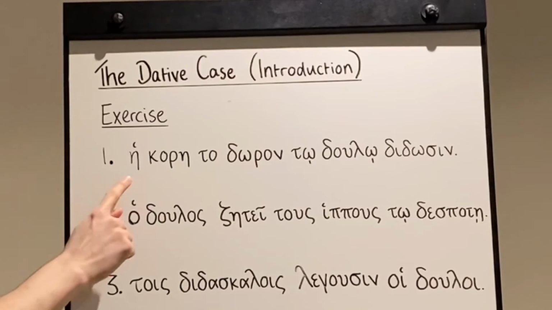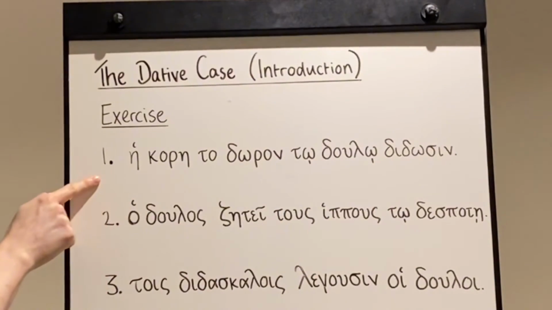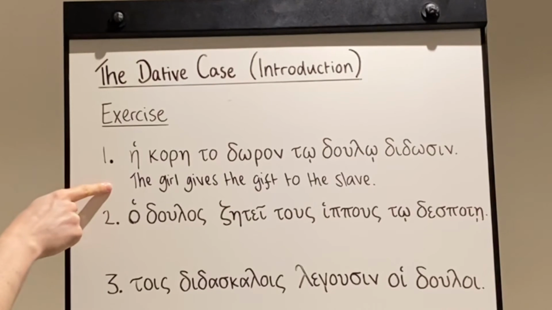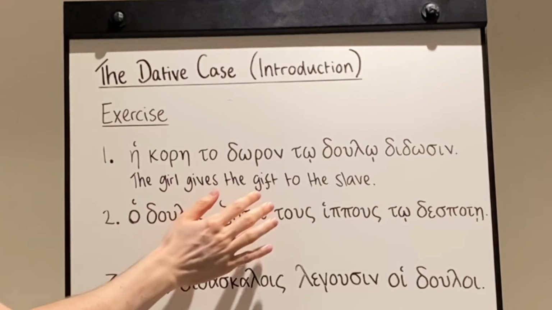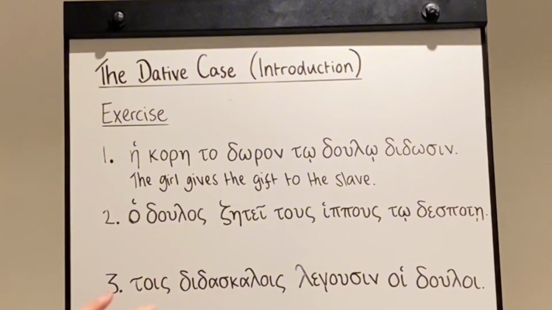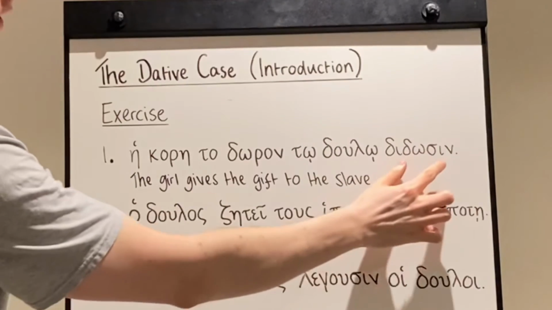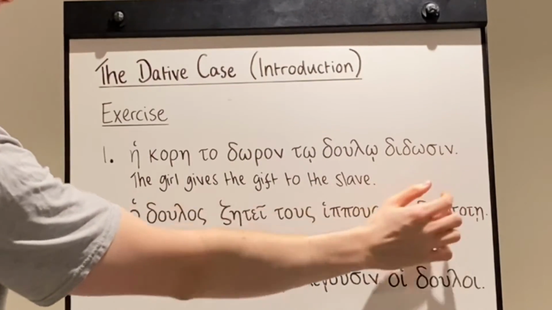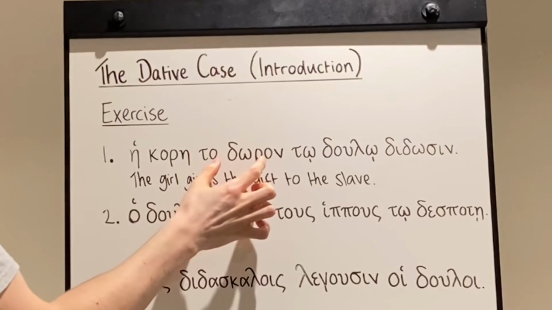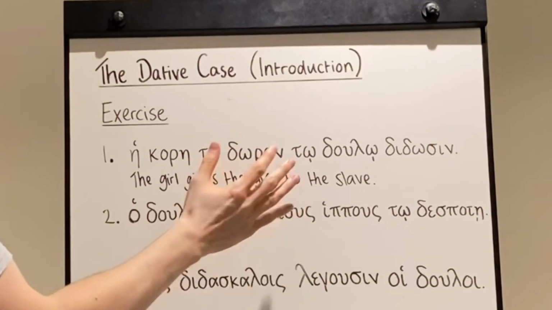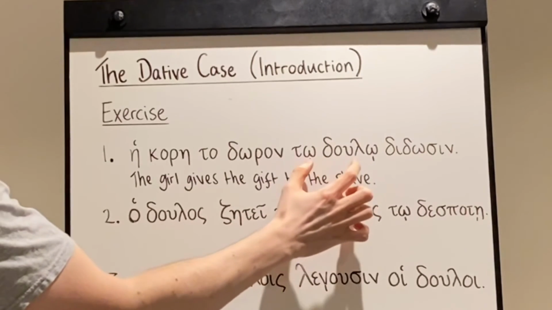The first one, hê korê to dôron tôi doulôi didôsin, should have been translated as the girl gives the gift to the slave. You could have said the girl is giving the gift to the slave, or the girl gives or is giving the present to the slave. We knew that the girl was in the nominative from the definite article, and then we had the verb gives here at the end. So the girl gives, to dôron must have been therefore in the accusative rather than the nominative, which means that it's the direct object, it's the thing being given. So it was the girl gives the gift, and then you had the slave in the dative as indicated by the definite article.